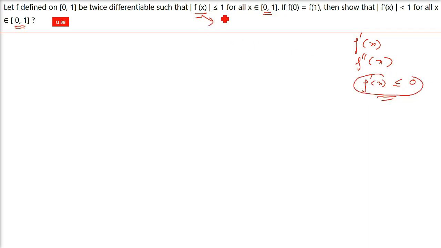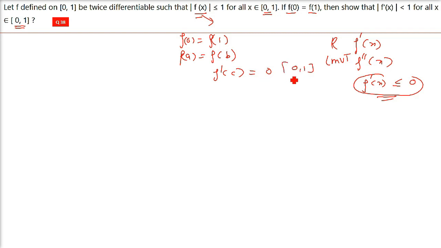This is the thing which we have taken out from the question. So when f dash and f double dash come, you have to follow Rolle's theorem and Lagrange's mean value theorem, because one more thing is given: f0 equals f1, f(a) equals f(b), where a is 0 and b is 1. So f(a) equals f(b). Whenever that happens, f dash c is equal to 0.